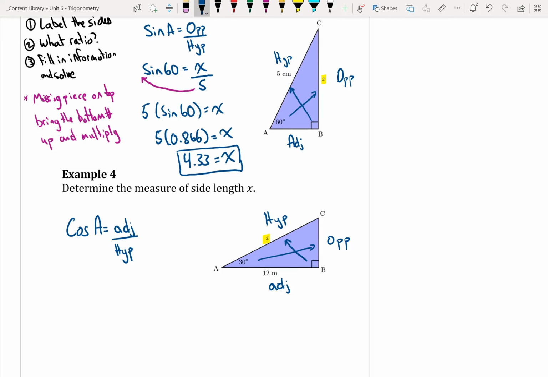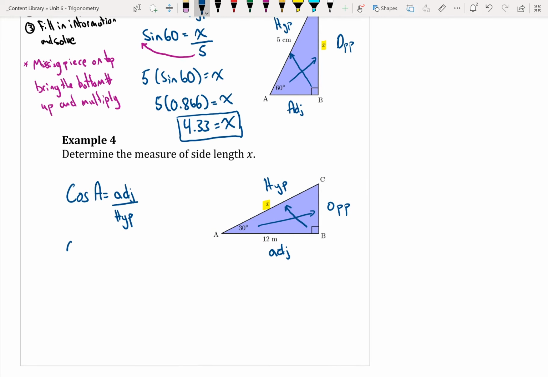And now we're going to fill in our information. So cosine A is our angle, so 30 degrees, is equal to our adjacent, which is 12, divided by x, which is our unknown or our hypotenuse. Again, this one looks different than the one we just did because the missing piece is now on the bottom.